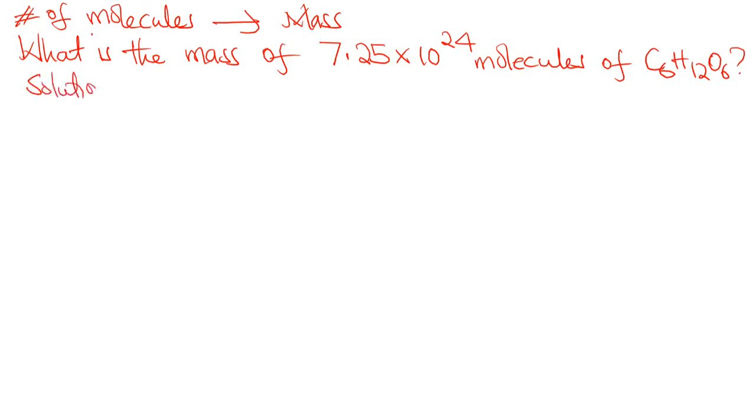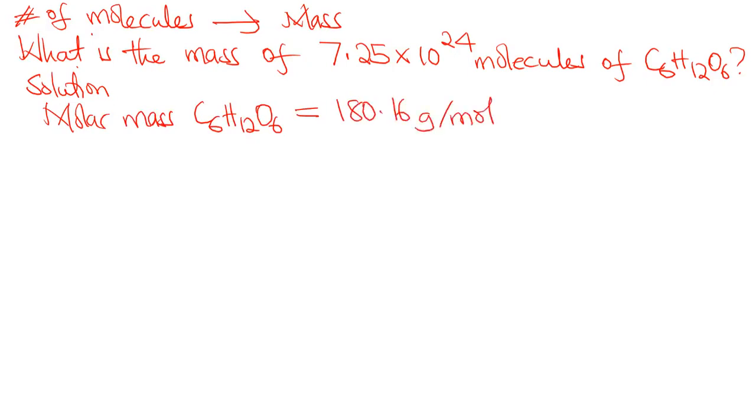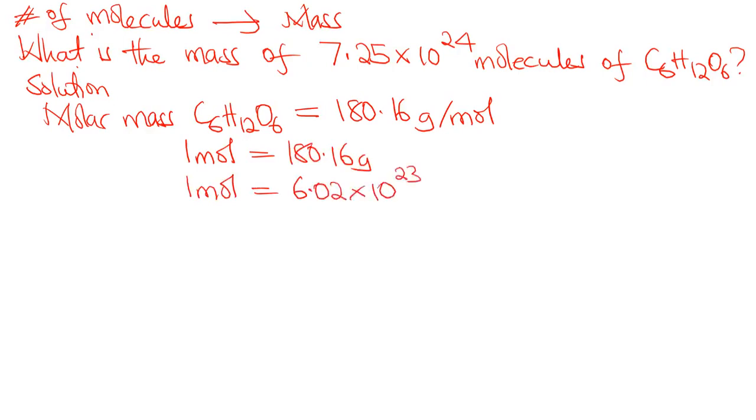So for this one, as usual, you need to determine the molar mass of C6H12O6, and we already calculated this one, 180.16 grams per mole. That's the first conversion. So the first conversion is 1 mole is 180.16 grams. The second conversion is 1 mole is 6.02 times 10 to the power 23 molecules.